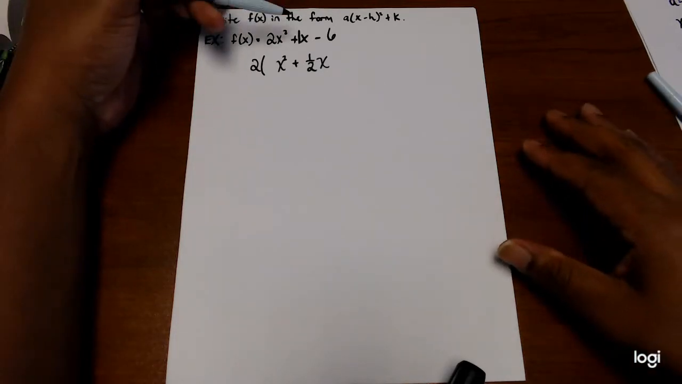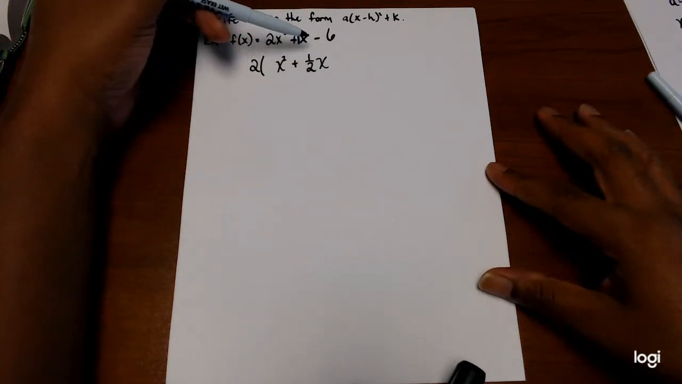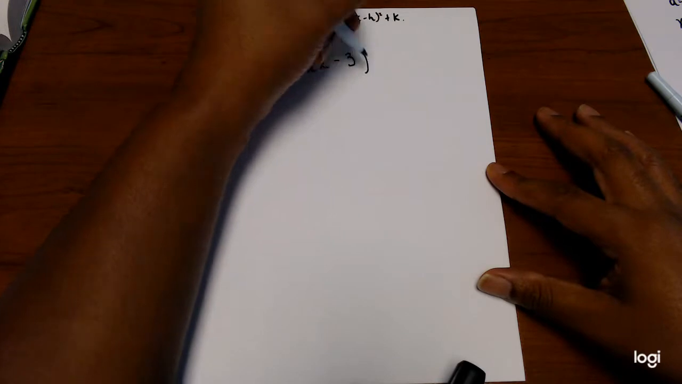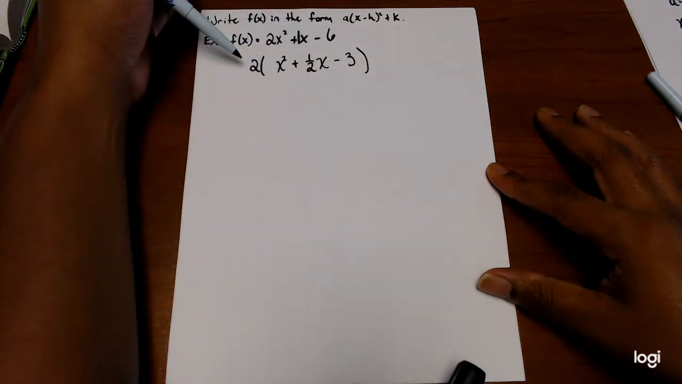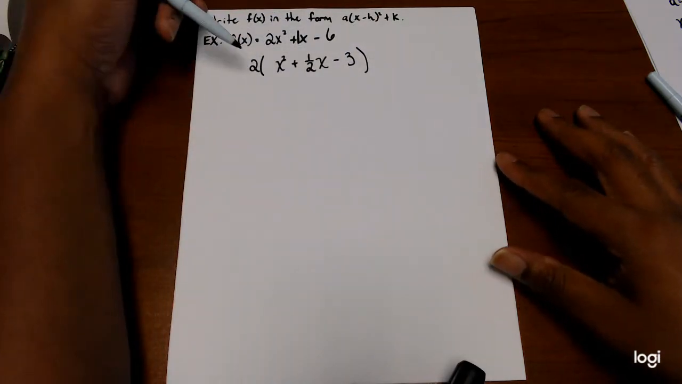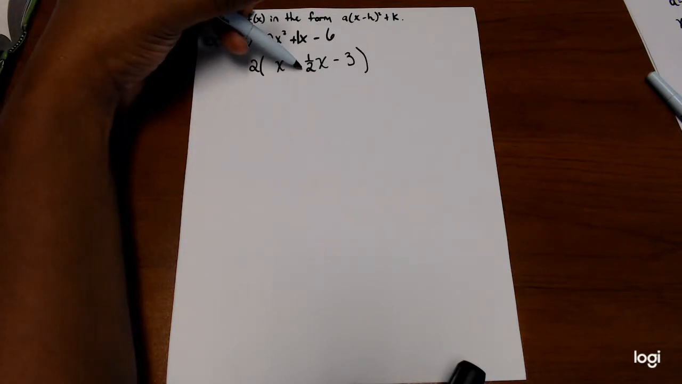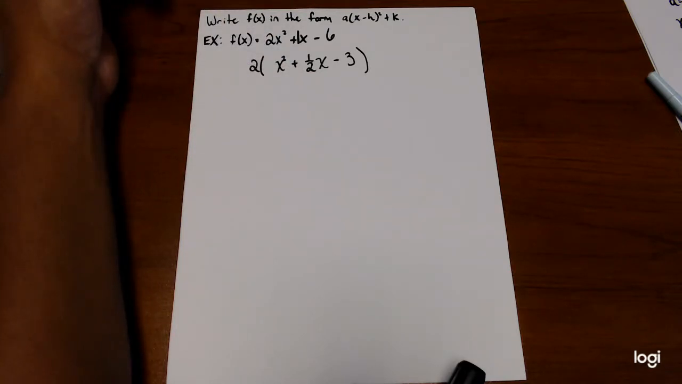And then what about this -6? 2 times what gives me -6? Well, that one's not so hard. I know it must be -3. And again, -6 divided by 2 is -3. So we just factored out a 2 here. A little bit of labor to get this 1/2, but it's not so bad.